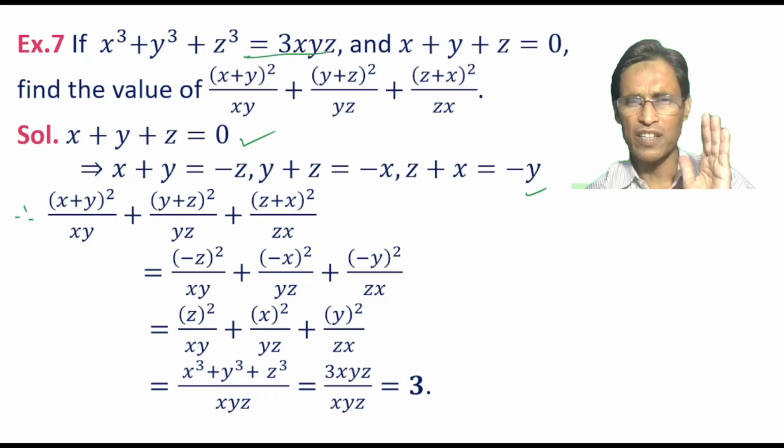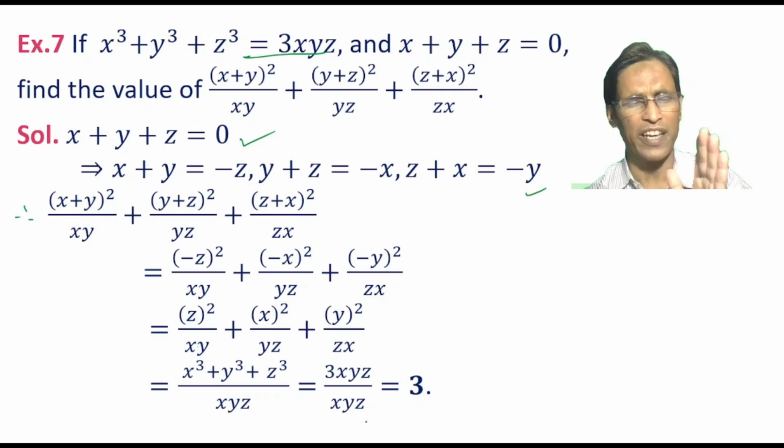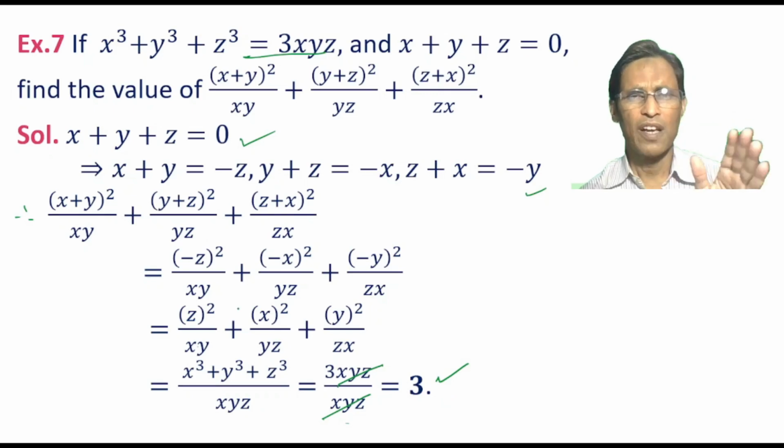However, x cube plus y cube plus z cube as per question is equal to 3xyz. Therefore, we replace x cube plus y cube plus z cube by 3xyz, and then we get 3xyz by xyz. xyz and xyz can be cancelled. Therefore, we find finally the value 3, and this is the required answer. This was all about the application of expansion in different cases. Thank you.